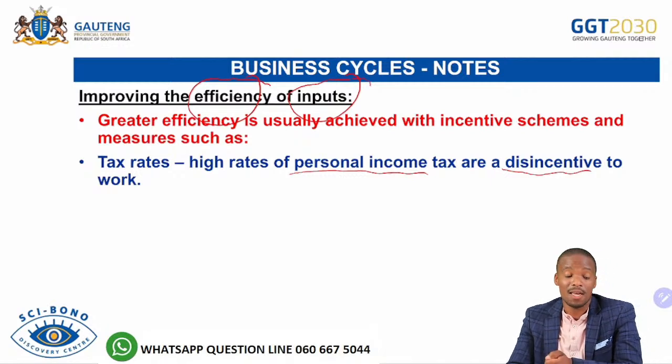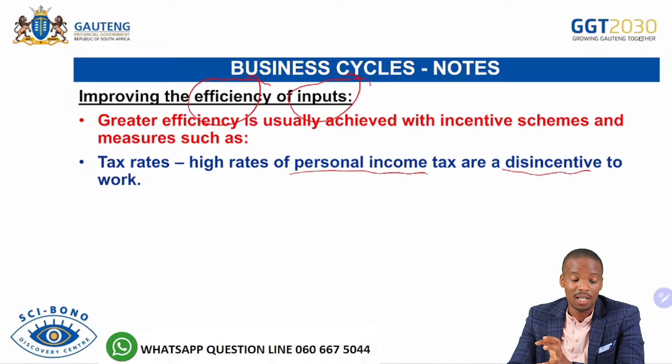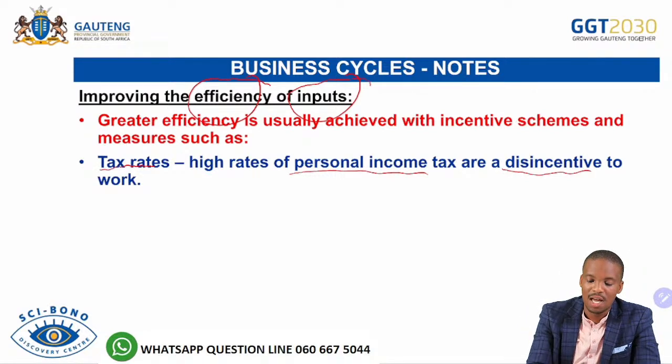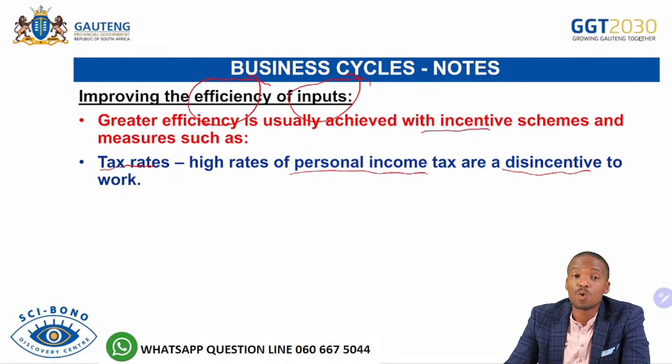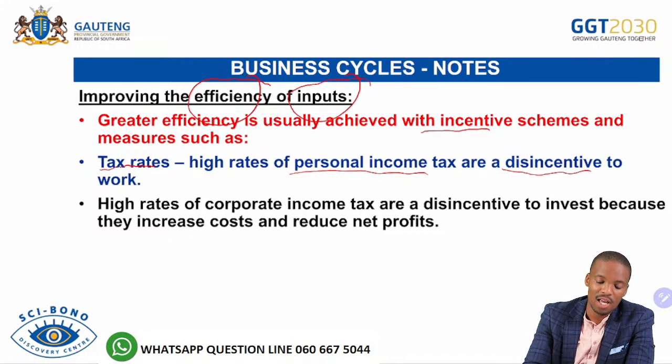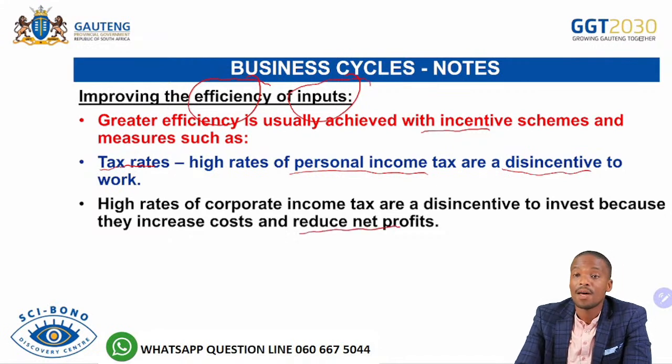That is a supply factor. So if the tax rates can be reduced, that will act as an incentive to work, and then supply will increase. Another factor, high corporate income tax acts as a disincentive to invest because it increases the cost and reduces the net profits.